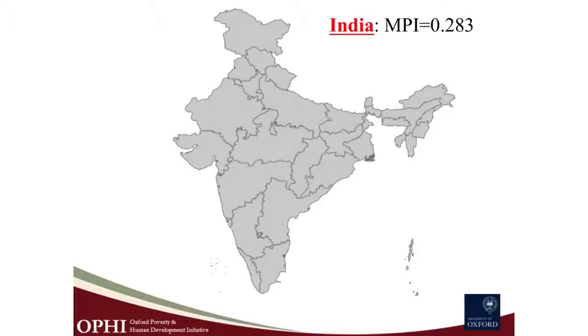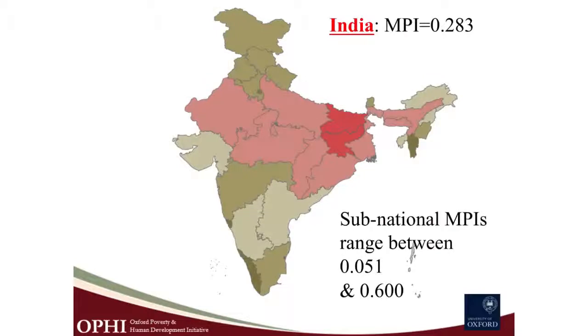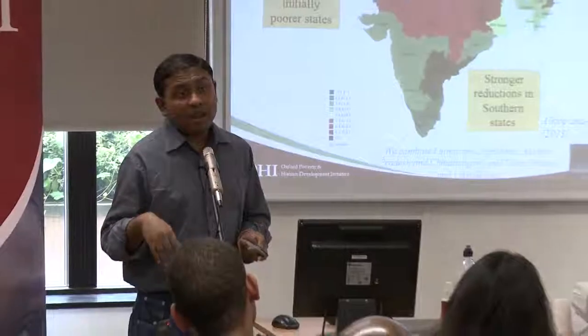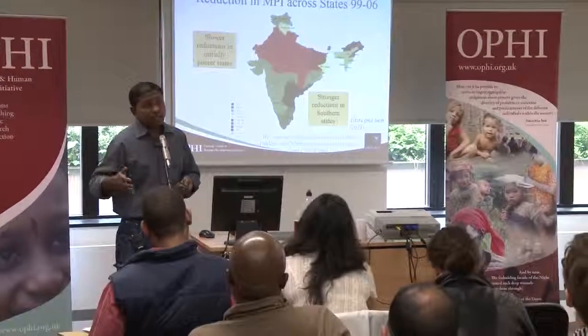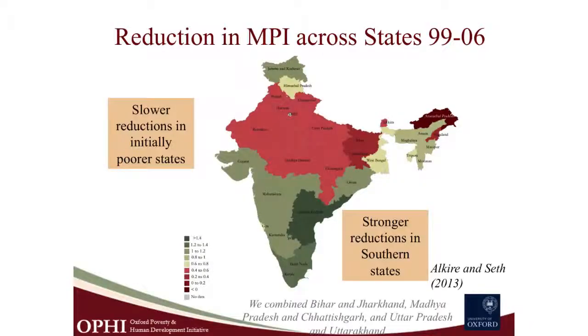Similarly, if you look at India, same thing. This MPI is 0.283, but then it ranges between 0.051 and 0.6. Now, I had done a work with Sabina where we tried to see how multidimensional poverty went down between 1999 and 2006 in India across these two periods.